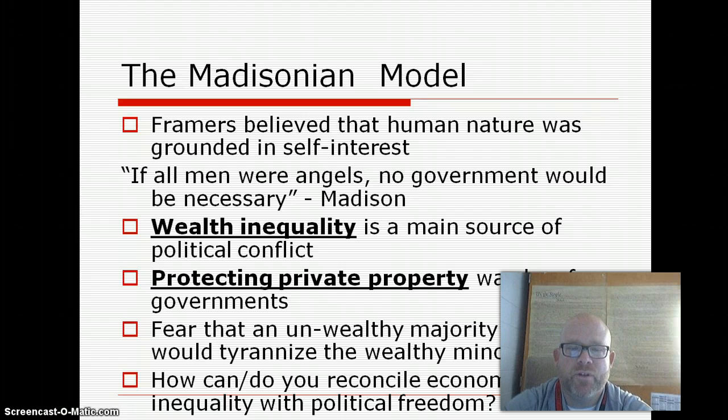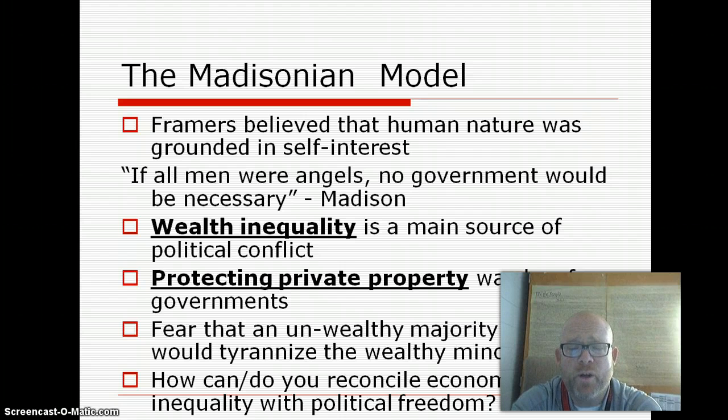He is going to also believe that human nature is grounded in self-interest. We've talked last class about Hobbes and Locke and some of those motivations. A quote from Madison at the time was that if all men were angels, no government would be necessary. So I think that gives you a great insight into the inner workings of Madison's mind when he's creating this system. He also believed that wealth inequality was the main source of political conflict in any system, and he agreed with Locke that protecting private property was a key for the stability of any government.